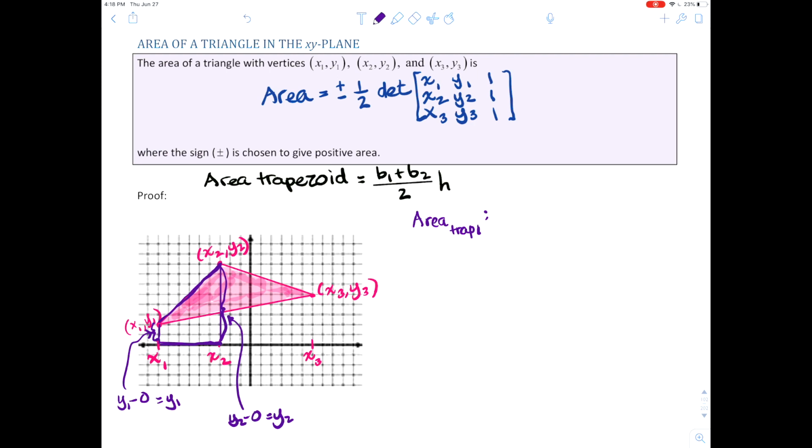So if we take the average, and you see those are the bases because they're the edges that are parallel to each other, okay? So we've got y1 plus y2 over 2, and then the height is actually going to be our change in x, all right? And so this measure here is going to be x2 minus x1. Are we good there? All right. So that'll be times x2 minus x1.